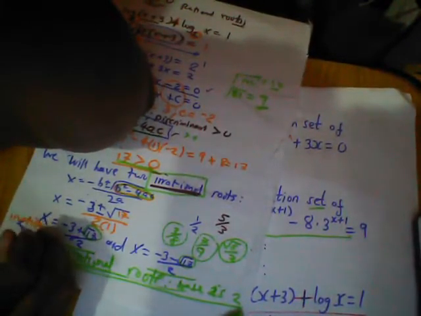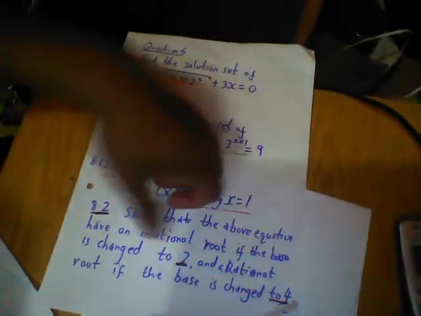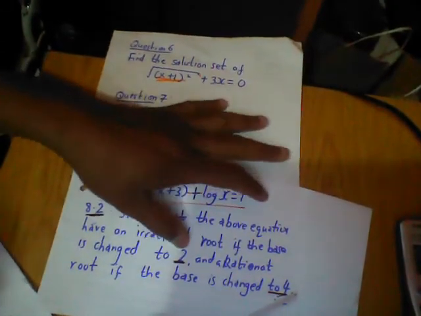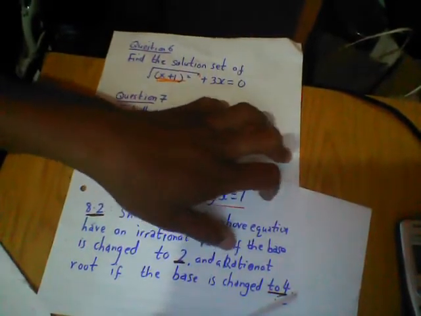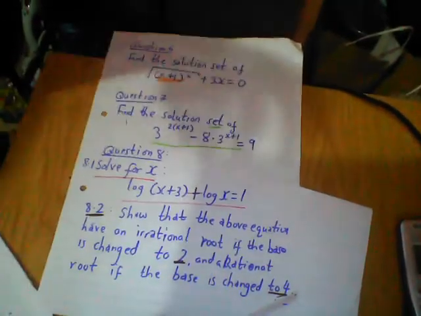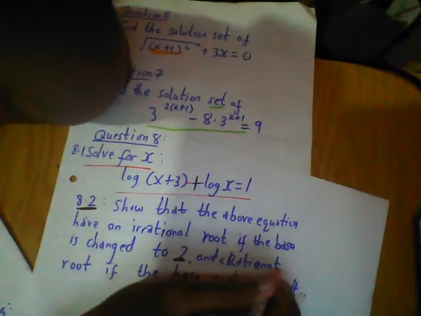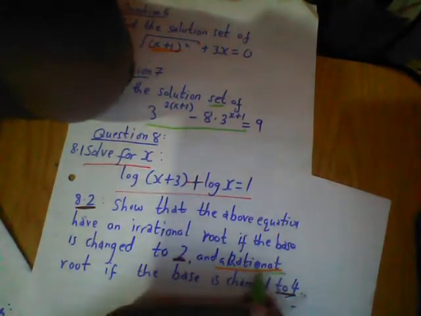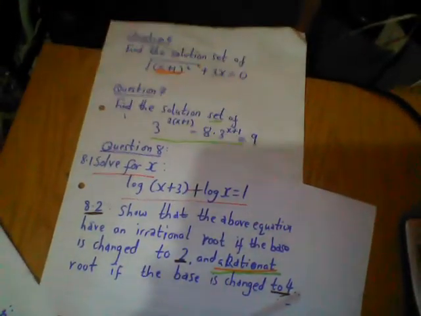But from the question, we come back to the question: show that the above equation has irrational roots if the base changes to 2. Yes, we have shown that when the base changes to 2, we get 2 unequal irrational roots. Now for the second one, it has rational roots when the base is 4. Let's see now if it's true. Let's go to the question.